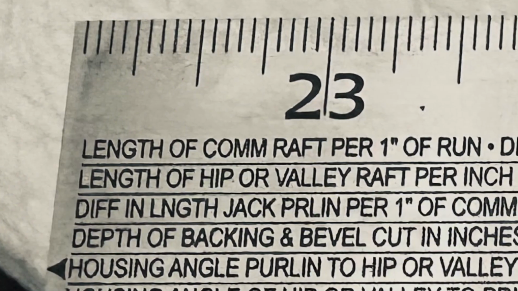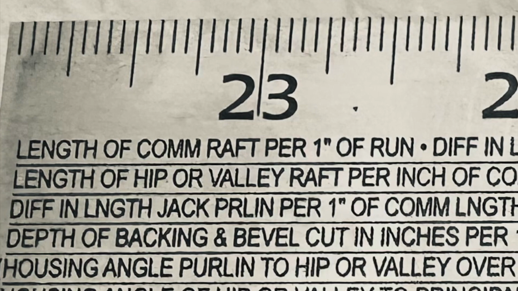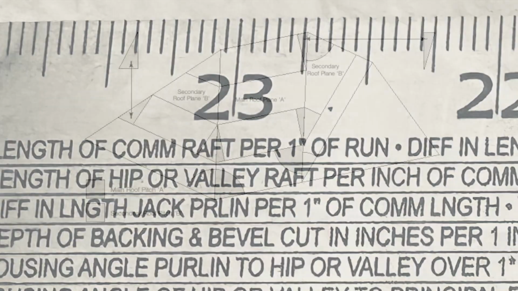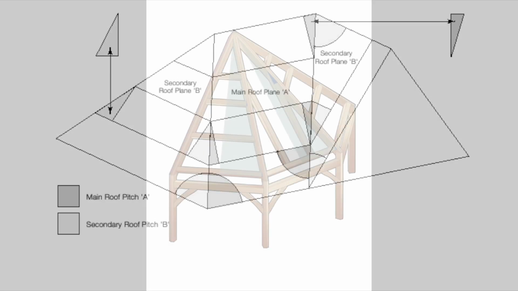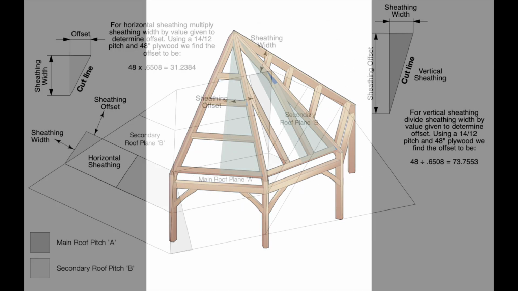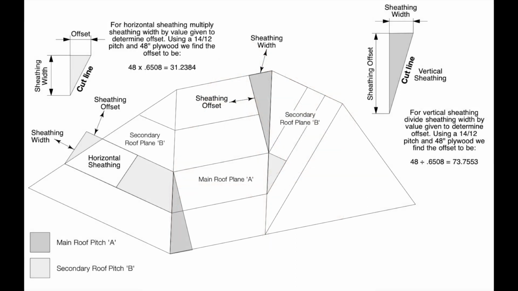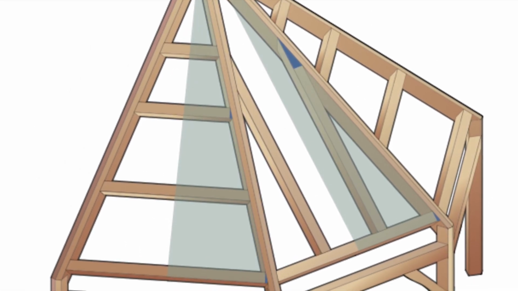Case 1. Difference in length of jack purlins per 1 inch of common rafter length. The values specified in line 3 are in direct relation to the included roof angles in the roof plane, and give us the ratio as to the difference in length of the purlin per inch of common rafter length. Purlins are members that run parallel to the plate and ridge and perpendicular to the common rafters. Jack purlins are those that intersect with a hip or a valley.